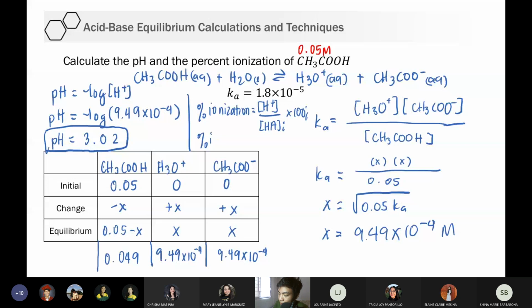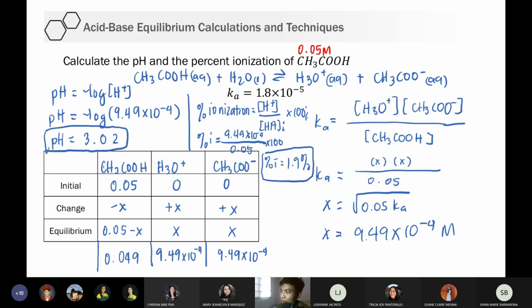So percent ionization, percent I na lang. That will be the concentration of H plus, 9.49, divided by the initial concentration of your acid, 0.05, times 100. So percent ionization is equal to 1.898%, or we can just say 1.9%. So it dissociated by 1% lang.